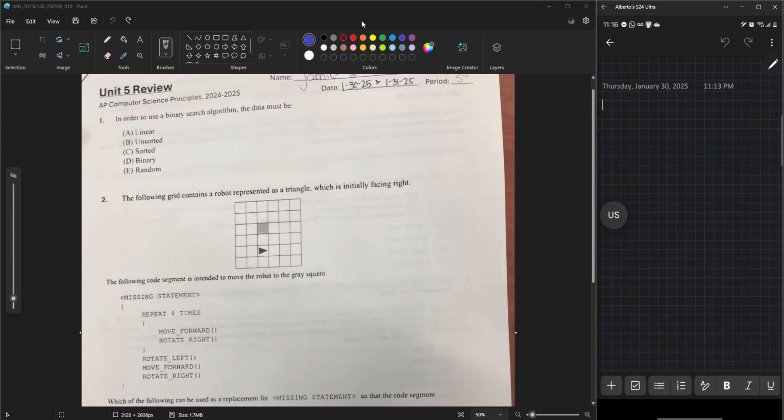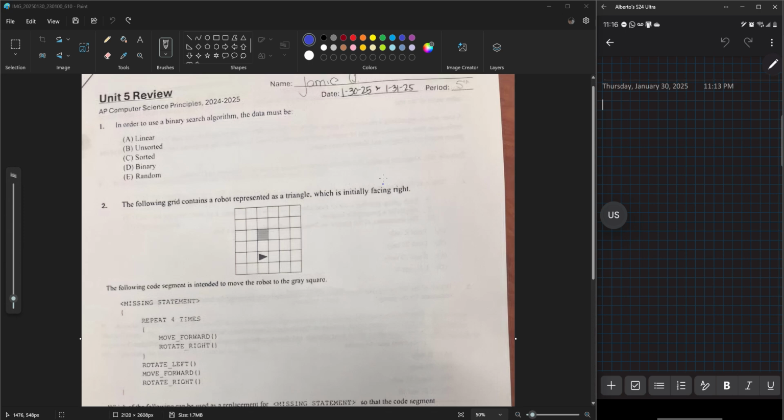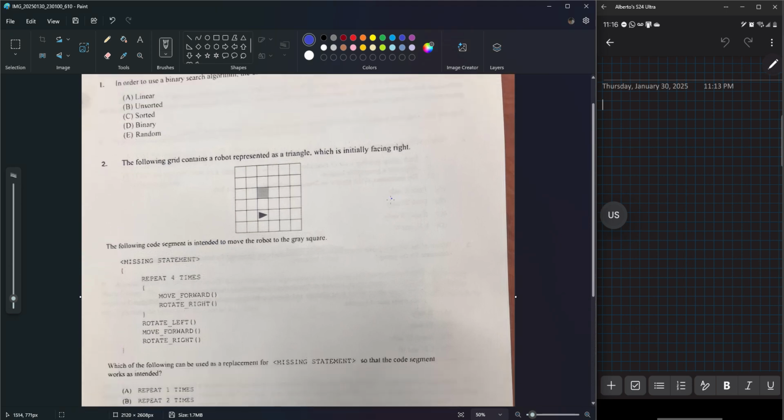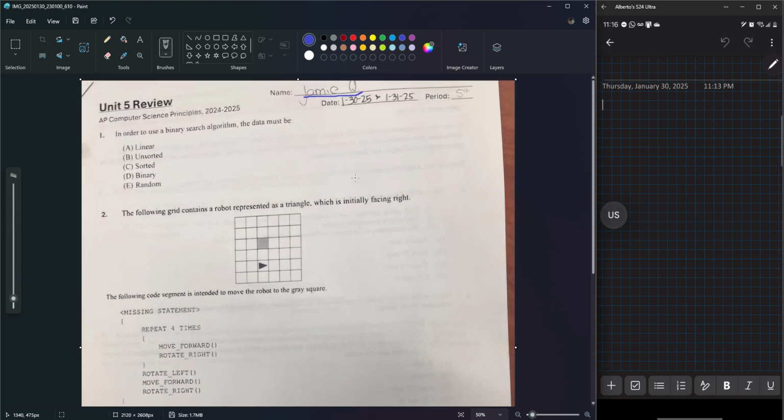Alright, so we're gonna go over the review. Thank you for everyone that reached out. This is Jamie's pictures. Thank you. These are some of the clearest ones. Just make sure you attempt the question first, and then we'll go over it.